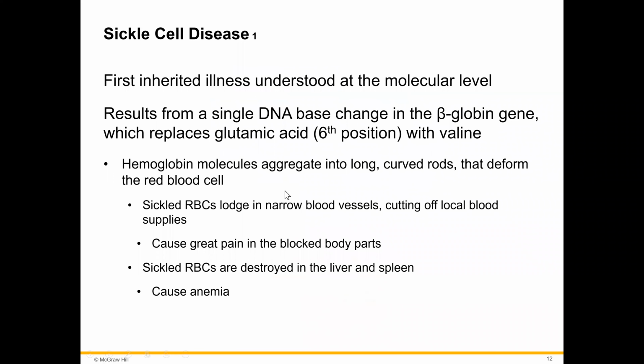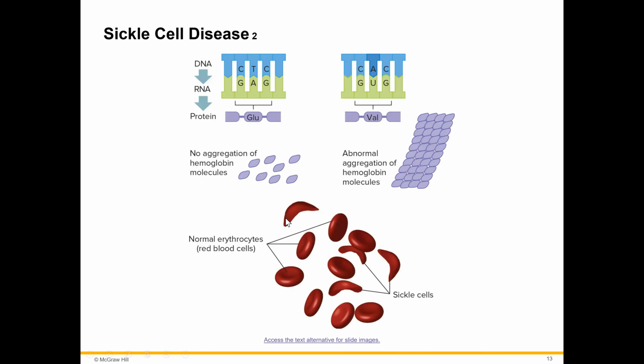So now we go back to our slide. Hemoglobin molecules aggregate into long curved rods that deform the red blood cells. Sickled RBCs, or red blood cells, lodge in narrow blood vessels, cutting off local blood supplies, and cause great pain in the blocked body parts. Sickled RBCs are destroyed in the liver and spleen, which causes anemia. So now the person doesn't have enough red blood cells. And anemia is low oxygen delivery, right?